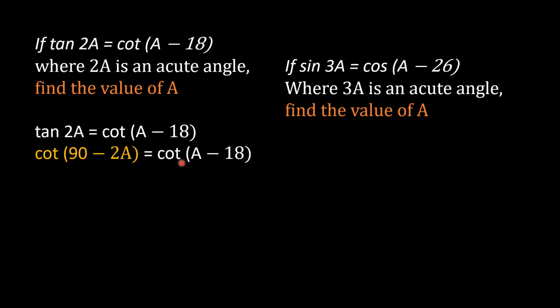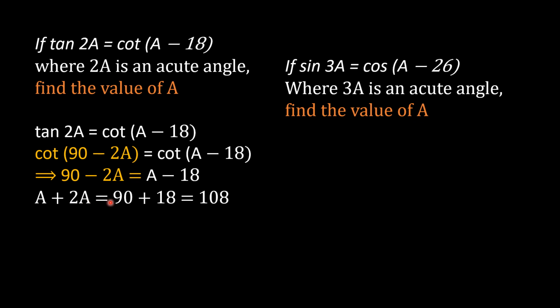Now on both sides there is cot ratio, so we can equate the angles. So we write 90 minus 2a equals a minus 18. We take this minus 2a to the right hand side and take this minus 18 to the left hand side and write a plus 2a equals 90 plus 18, which will be 108. Now 3a will be 108, so a will be 108 divided by 3, which is 36 degrees. So we get a equals 36 degrees.